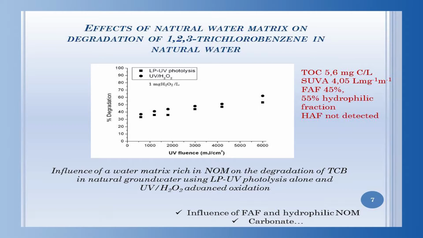These results could be explained by the presence and influence of the fulvic acid fraction and the other hydrophilic natural organic matter, carbonate and so on, which can act as scavengers and significantly lower the process efficacy. Further investigation, which is not presented on this slide, shows that it was necessary to apply a higher hydrogen peroxide dose of up to 10 milligrams per liter to achieve a complete degradation of trichlorobenzene in this type of water.